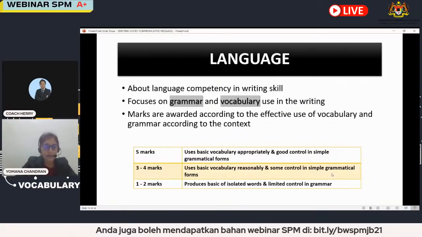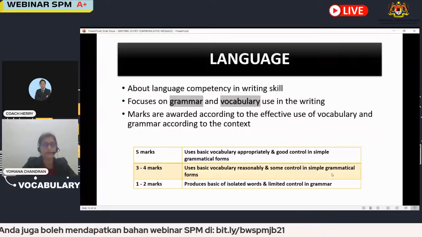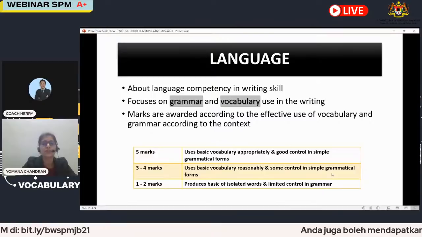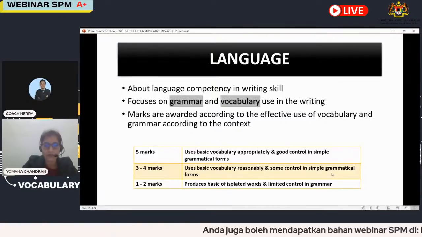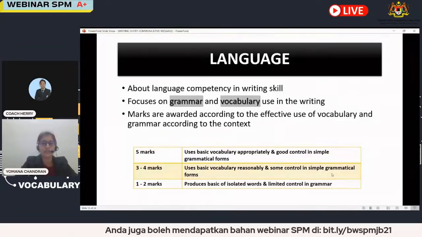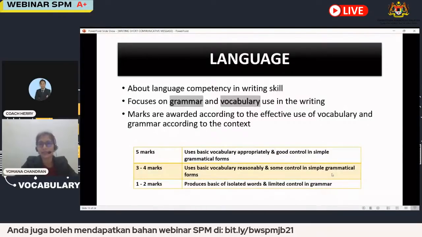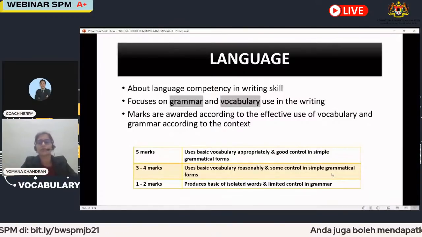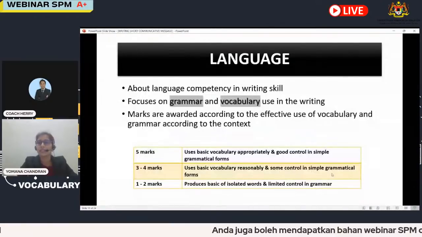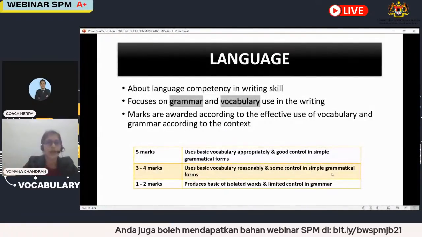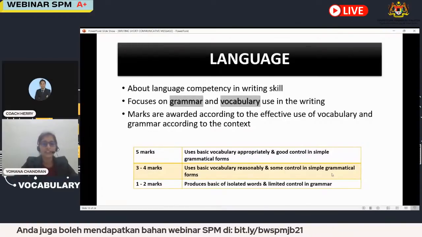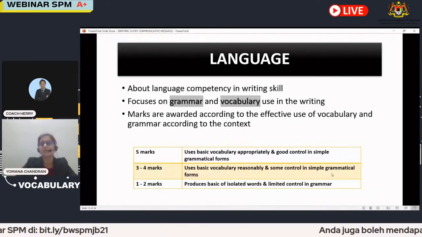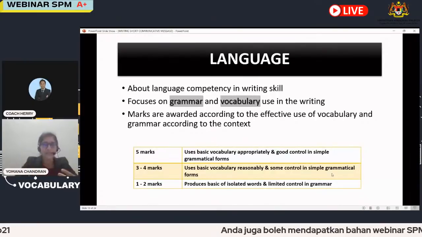All right, so 5 marks are awarded if you use basic vocabulary appropriately. Let me stress this, appropriately, and you have good control in simple grammatical forms. 3 to 4 marks are awarded if you use basic vocabulary reasonably, right? Meaning to say there are vocabulary here and there, and you have some control in grammatical forms, right? Meaning to say your errors are here and there as well, okay? Minimal errors. 1 to 2 marks are awarded if you produce basic vocab of isolated words and you have limited control in grammar, if the errors are evident.